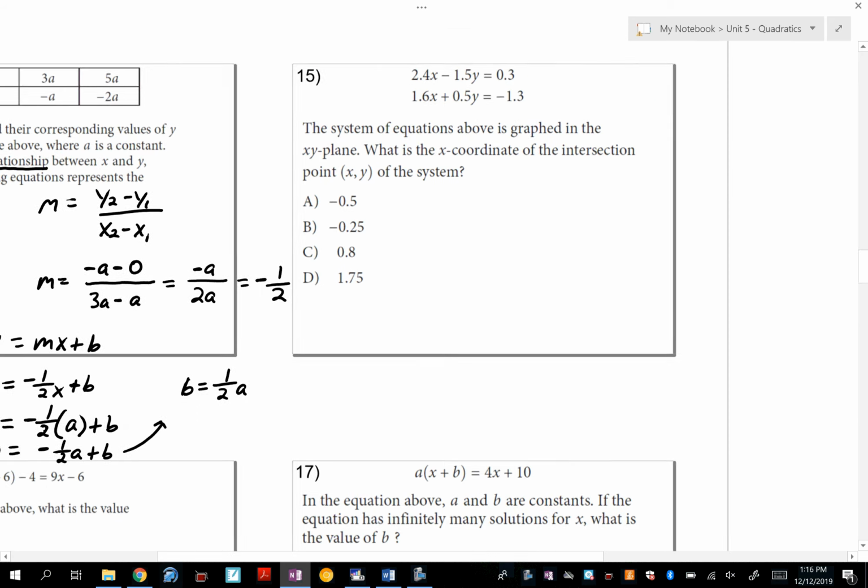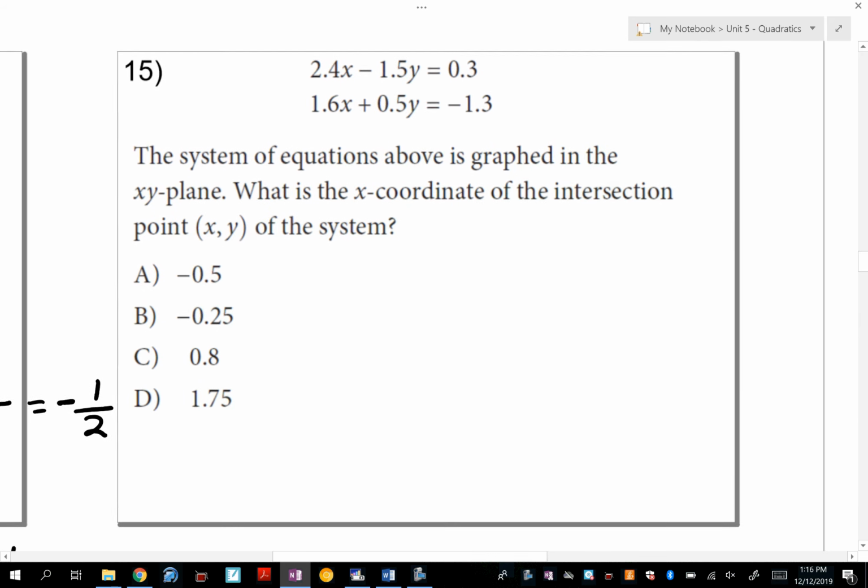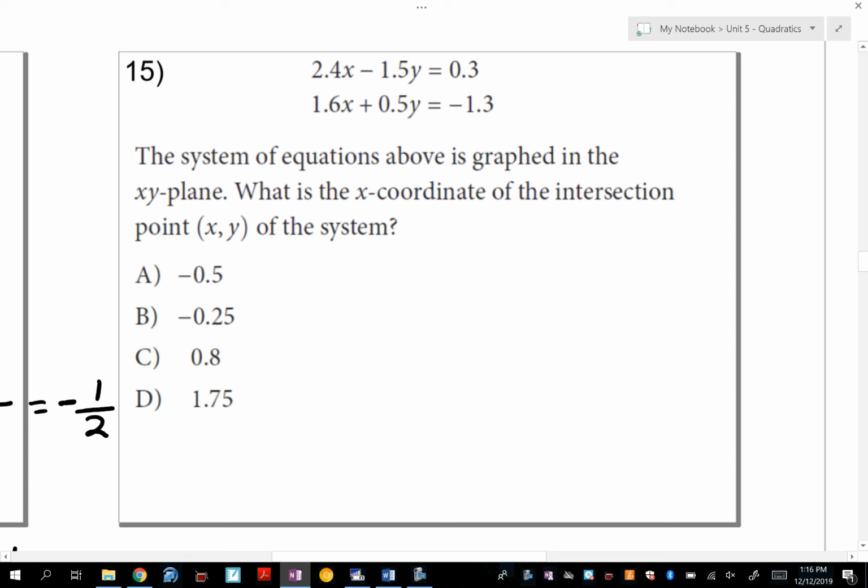Okay, let's do 15. Now, 15 is a calculator one, so if you have your calculator, you can get that ready. We have a system, and it says, what is the x-coordinate for the solution, the intersection, of this system? Now, when I look at a system, I always ask myself, what do I think is the fastest way to solve this? If it's substitution, then usually they're going to give you y equals or x equals. Are they giving you y equals or x equals? No, both of these are in standard form of a linear equation. So most likely it makes sense to do elimination.